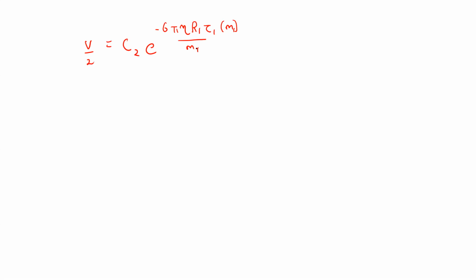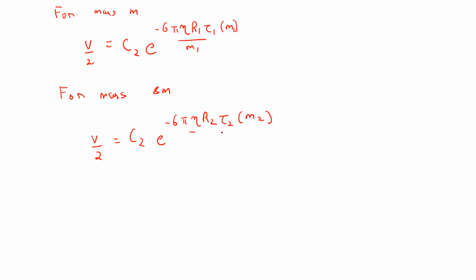And for a mass of 8m, so this is for mass m and this is for mass 8m. So it reaches half its terminal velocity at, we don't know the radius, we take it as r2, and reaches at time tau 2. Now this is m2, we evaluate the mass.